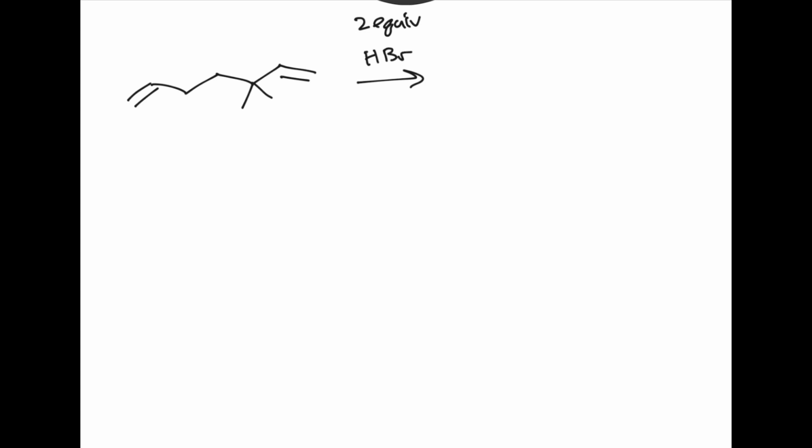Now, if I have 2 equivalents of HBr in this case, I have enough HBr to react with both of my pi bonds, right? So I'm going to get rid of both pi bonds here. But because nothing's ever easy. So I can add my bromine to one side. That's cool. That feels right. Now this other side's trickier. Think about the mechanism.